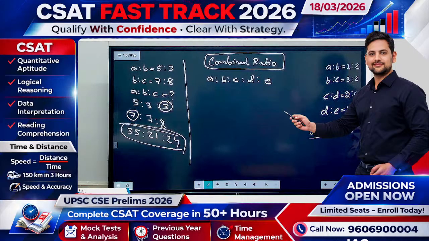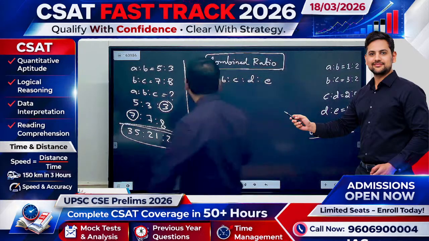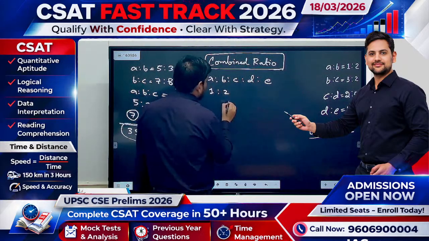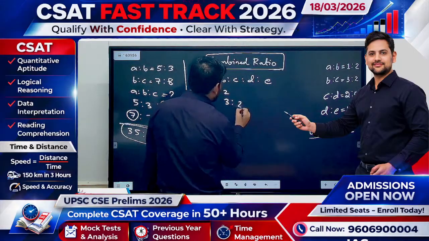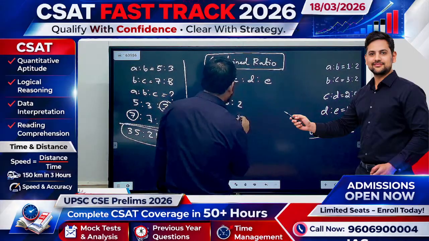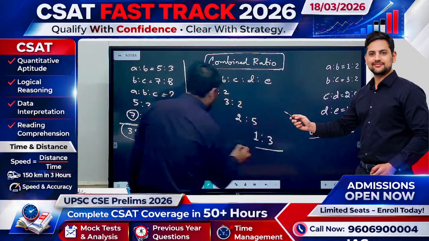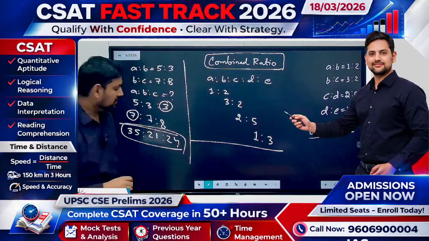See, so A, B, B, C, all these are written. You have to just write it. So 1 ratio 2, then 3 ratio 2, then next is 2 ratio 5, next is 1 ratio 3. Now, I need to find the combined ratio.